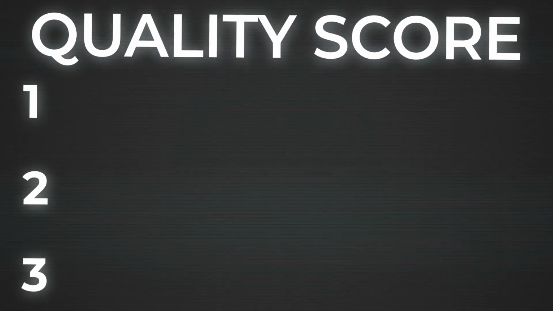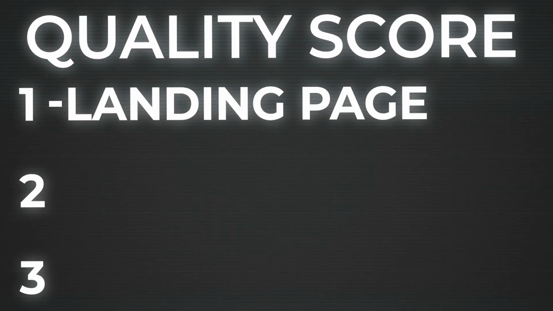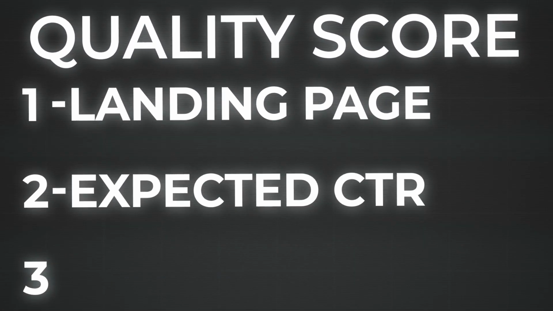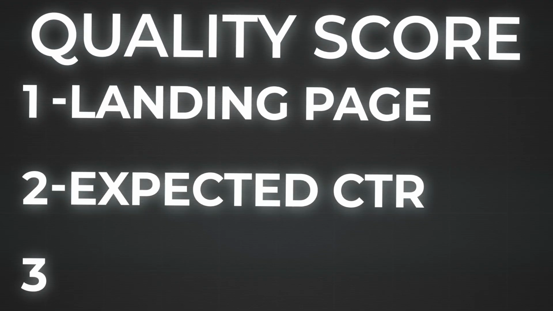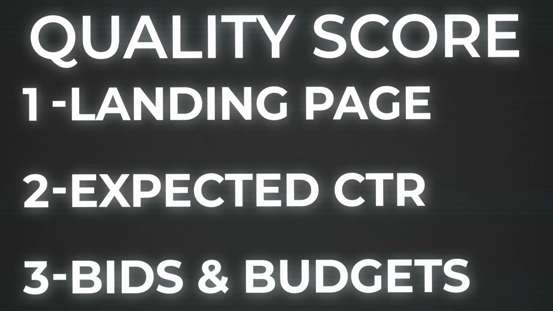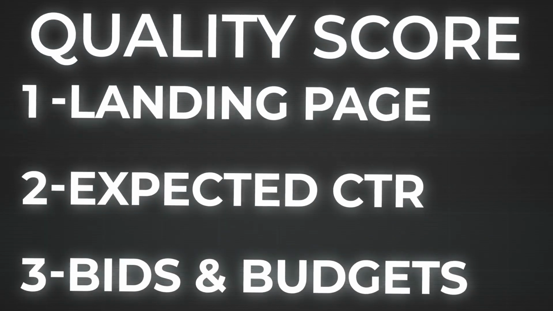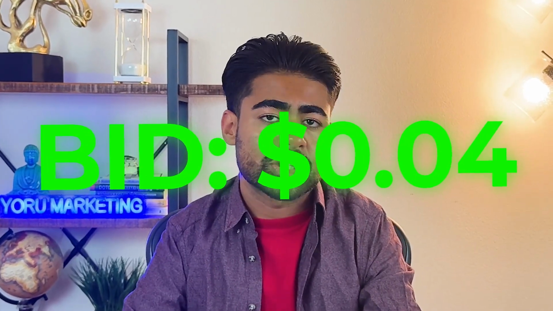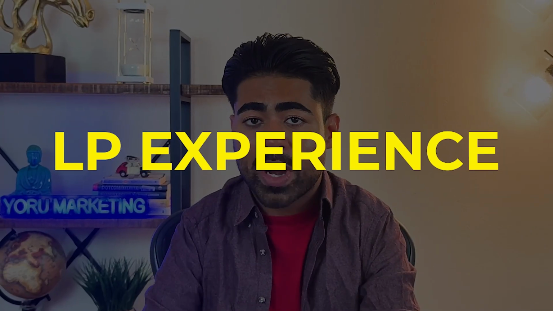Now, the quality score itself also has its own formula, which is landing page experience plus the expected CTR, meaning the expected click-through rate of your ads or your potential ads, plus the bids and budgets, the overall score of your bids and budgets. Now, obviously, what we're trying to do within this equation is keep the bids and budgets low because you want to make as much money as possible without spending too much. So the bids and budgets we can kind of disregard for now.